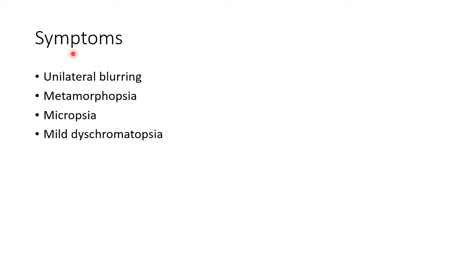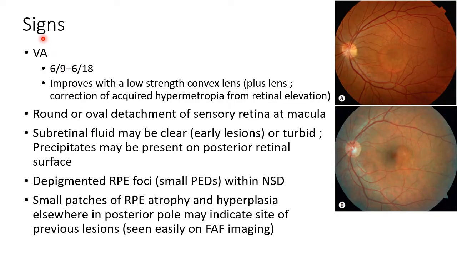Coming to the symptoms of CSR, there can be unilateral blurring of vision, metamorphopsia in which straight lines appear curved to the patient, micropsia in which objects appear smaller to the patient, and mild dyschromatopsia or defective color vision. Coming to the signs of CSR, the visual acuity will usually be 6:9 to 6:18. The visual acuity improves with a low strength convex lens, that is, with a plus lens. This is because of the correction of acquired hypermetropia from retinal elevation in cases of CSR.